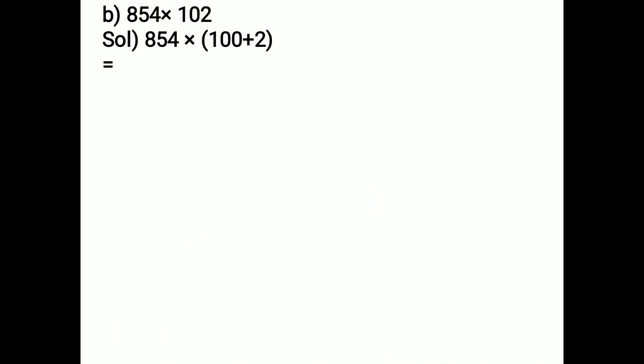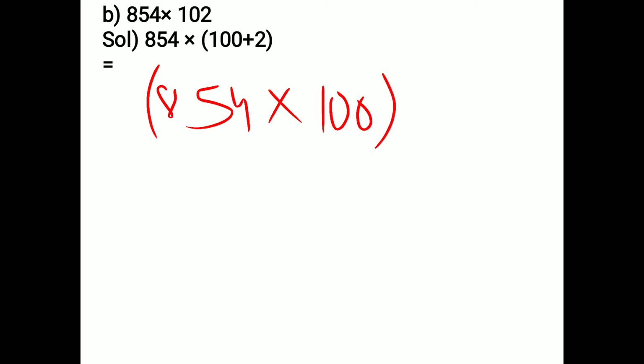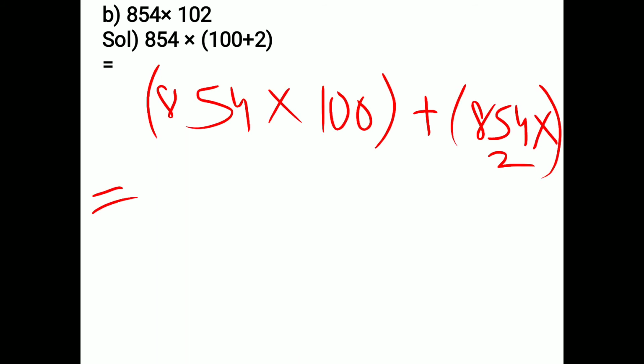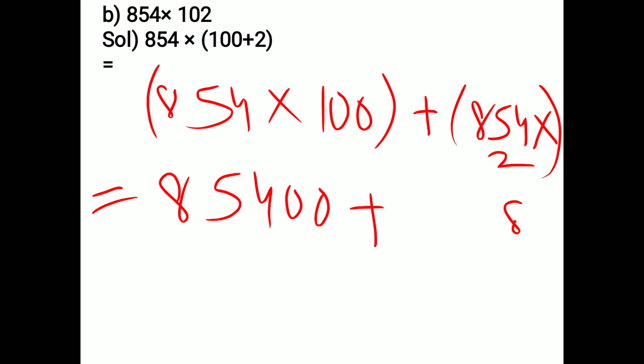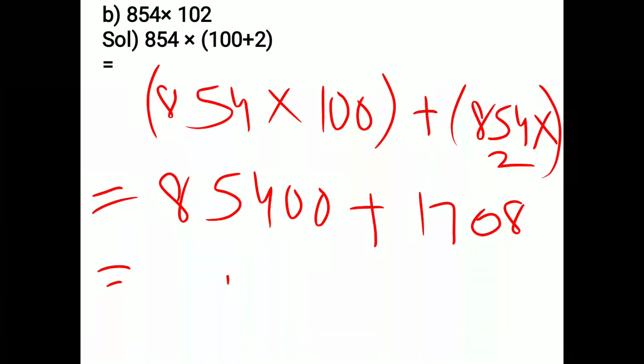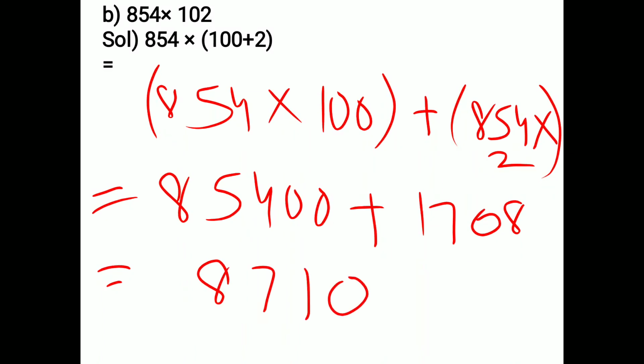Now we do B part. Here I expanded 102. That becomes 100 plus 2. Now 854 you multiply by 100. Put a bracket. Plus sign comes, 854 multiplied by 2. Put another bracket. Now 854 multiplied by 100, the answer comes 85400 plus 2 fours are 8, 2 fives are 10, and 2 eights are 16, 16 plus 1 is 17. Now add them. The answer comes 87108. This is the answer.